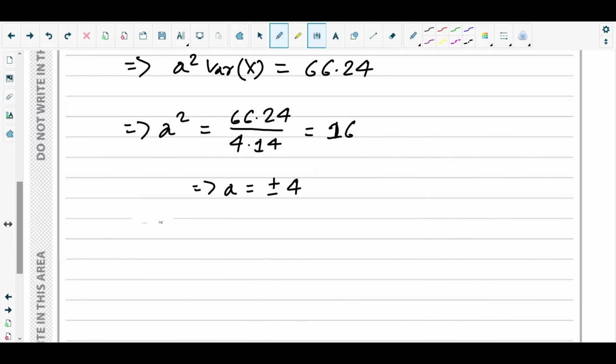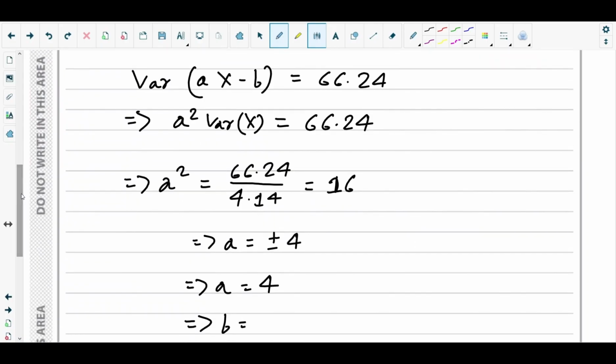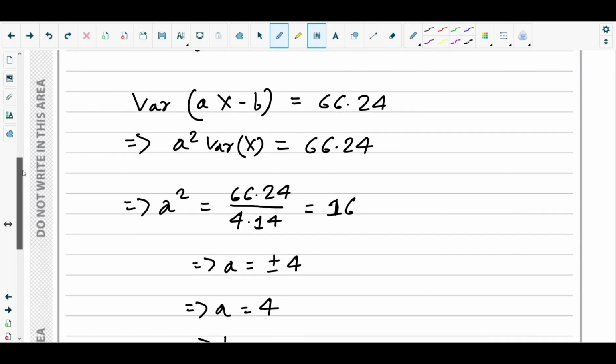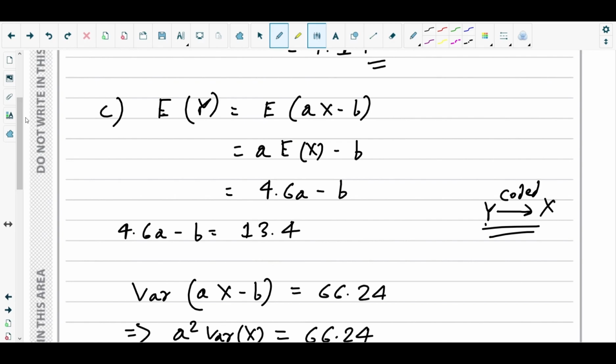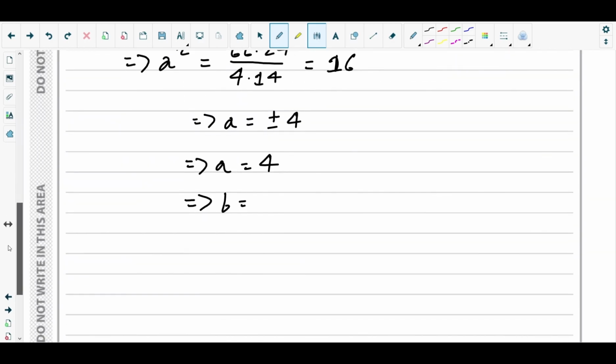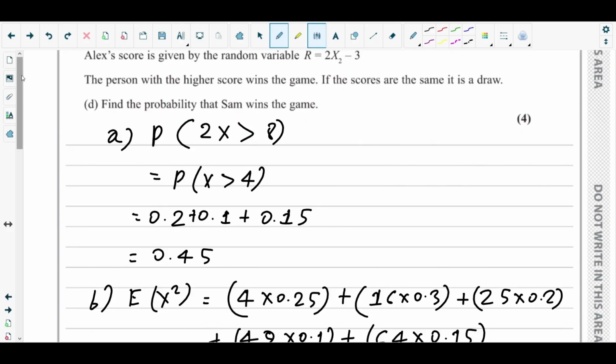Now what would be the value for b? If you take b to the right side, just substitute the value of a into the equation. b would be 4.6 times 4 minus 13.4, that would give you 5. The value of b is 5. That's it. Done. Next, part D.